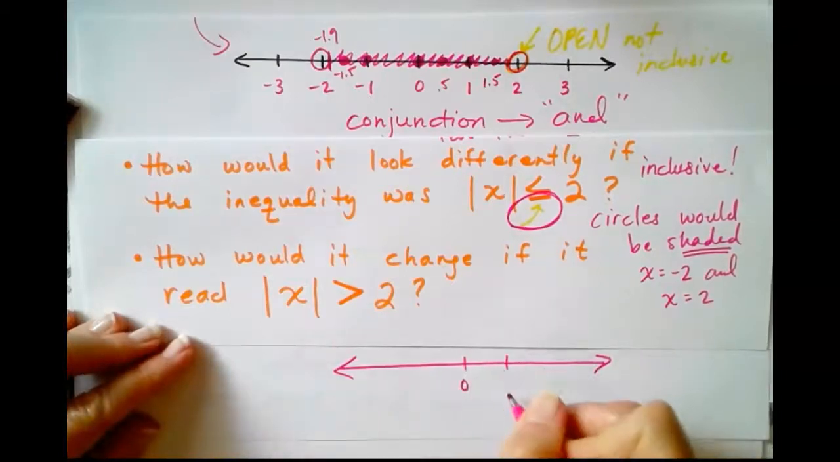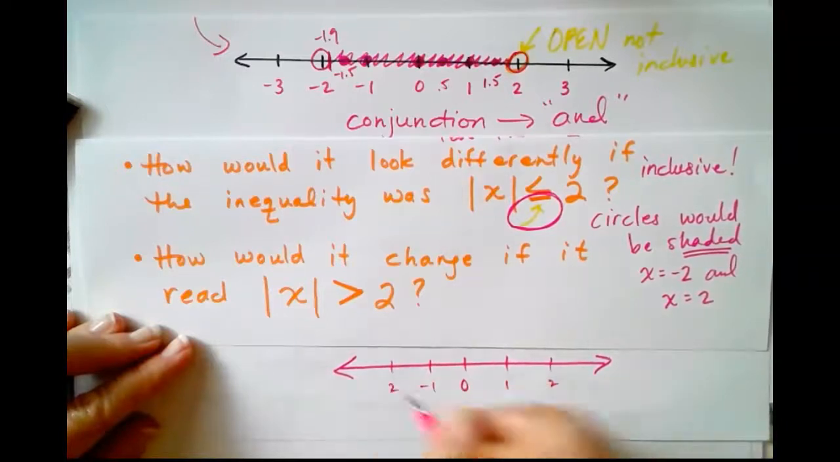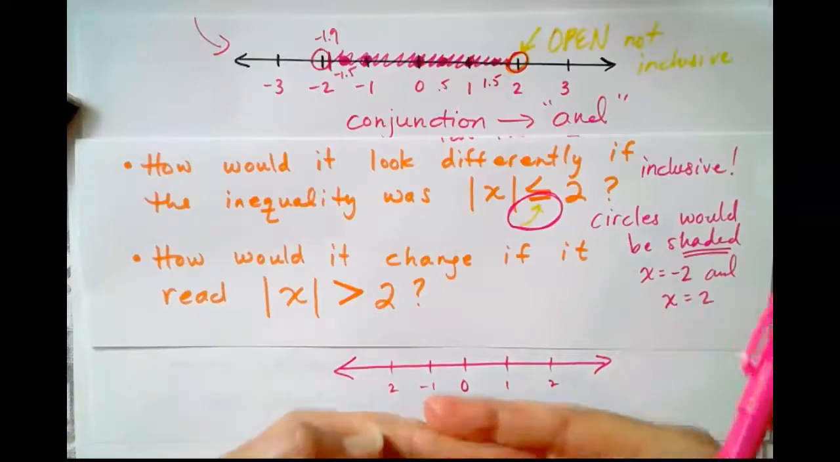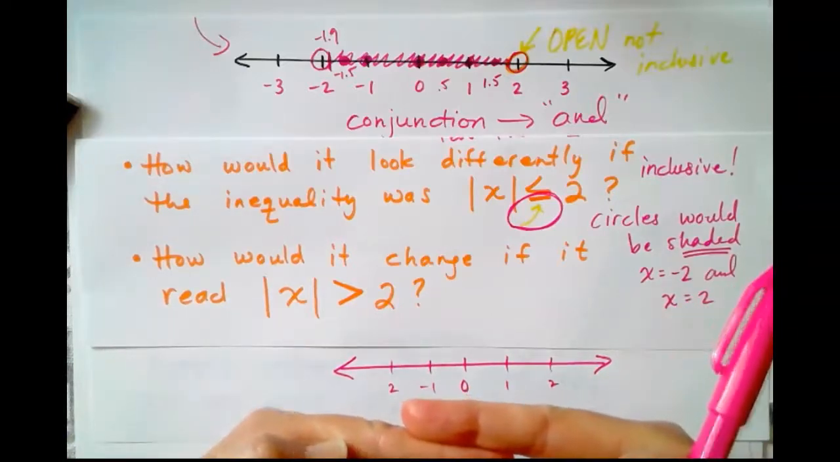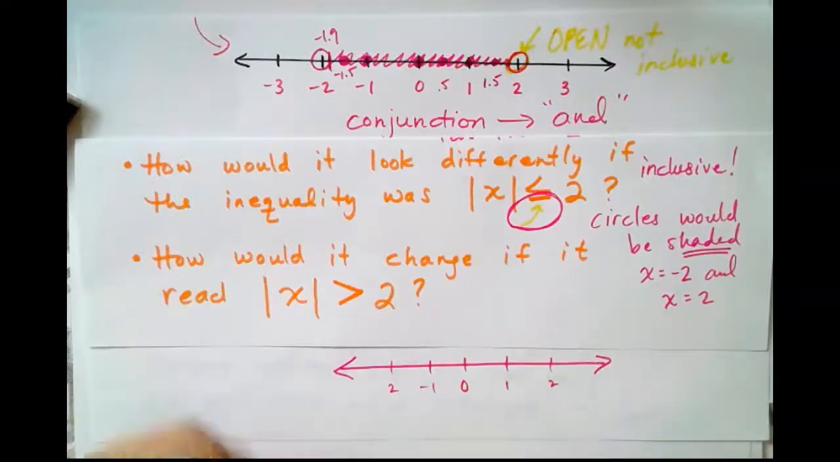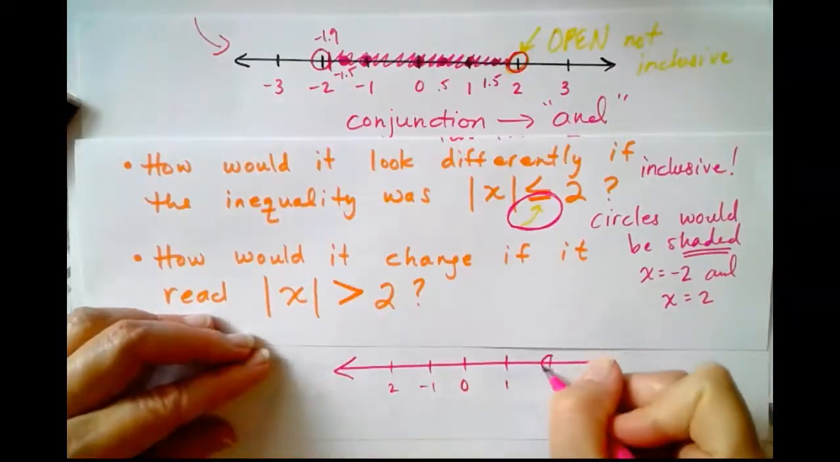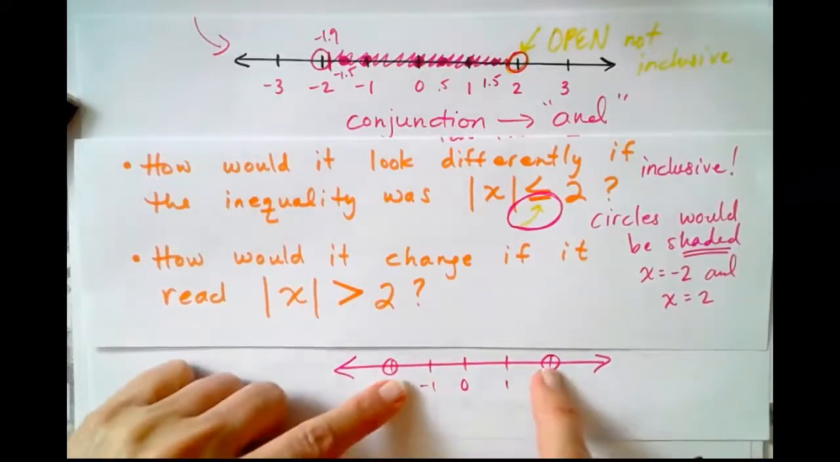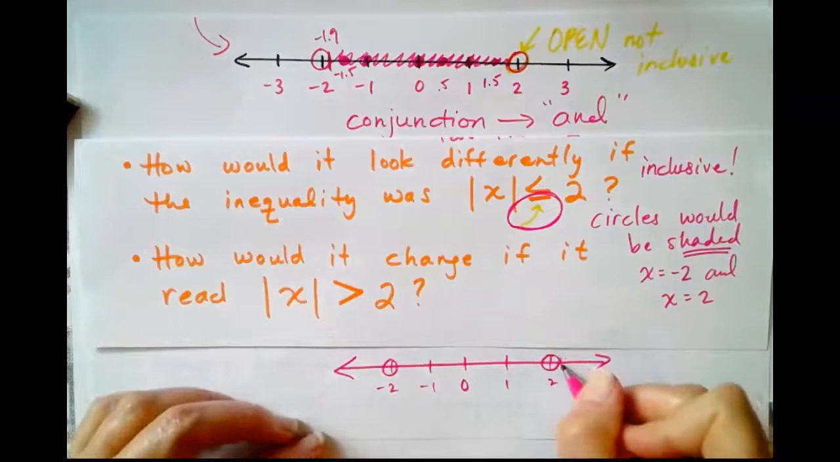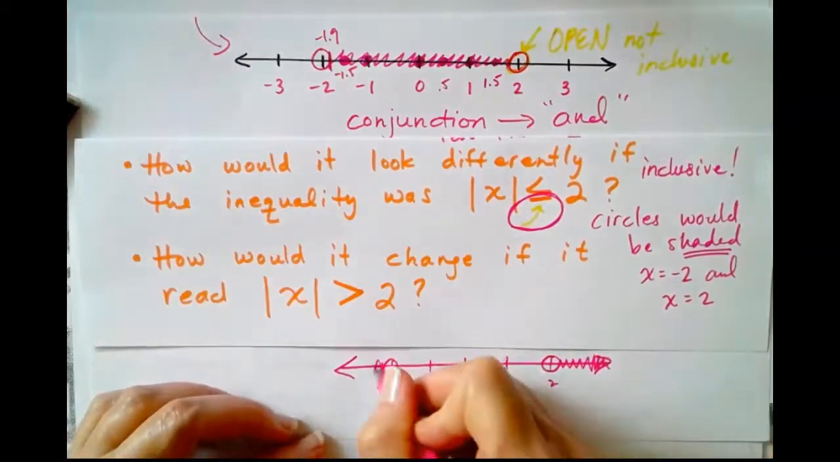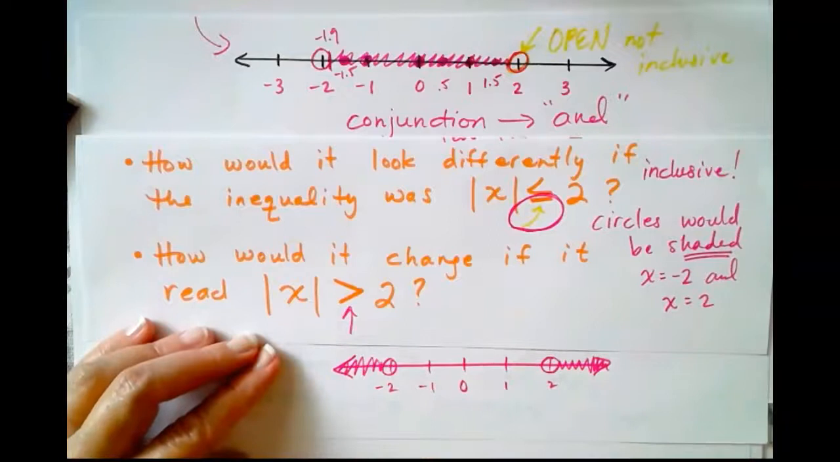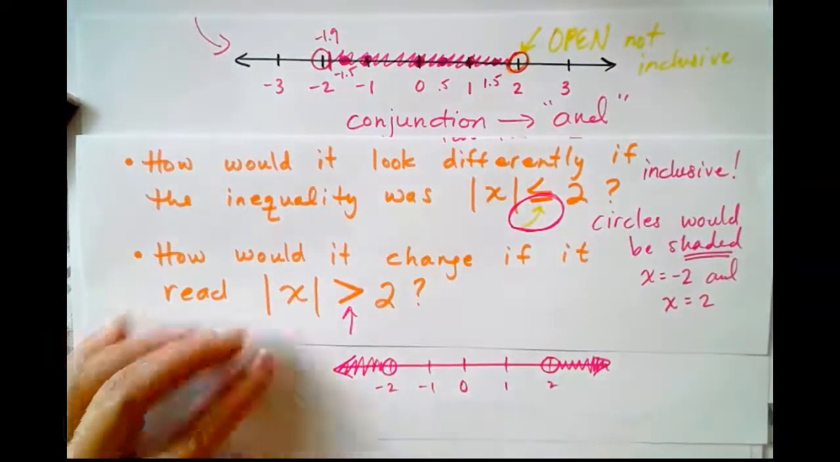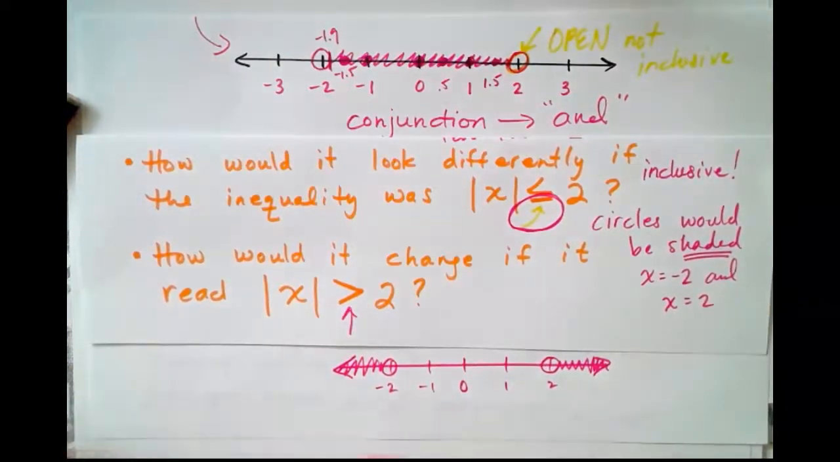So how would it change the graph if it read the absolute value of x is greater than 2? Well, it would change it dramatically. Because instead of our solution sets coming together, our solution sets would go in opposite directions. So it would still be open on the +2 and the -2, but instead of shading in the middle, if I want a greater absolute value, I'm going to have to shade farther away from 0.